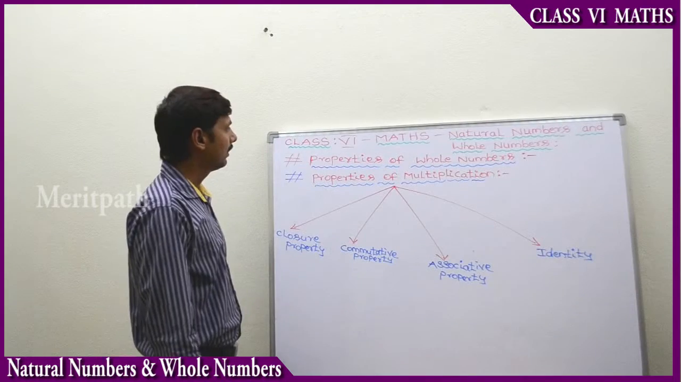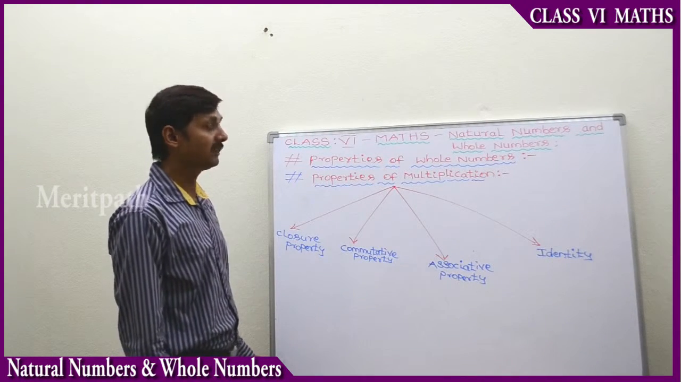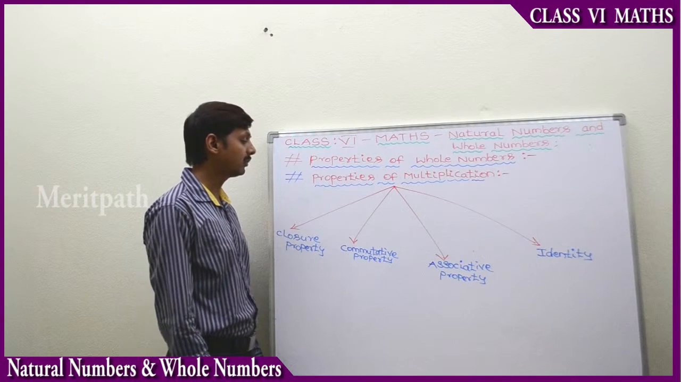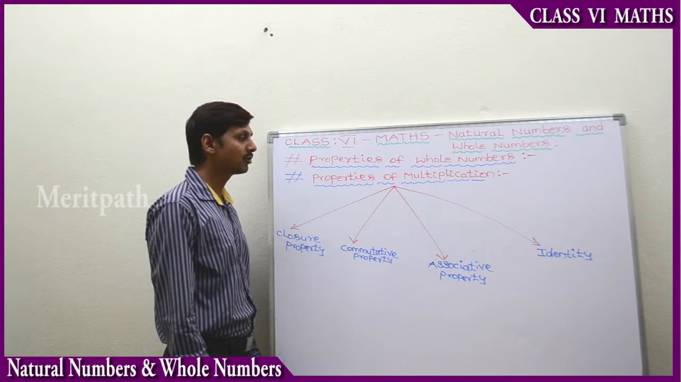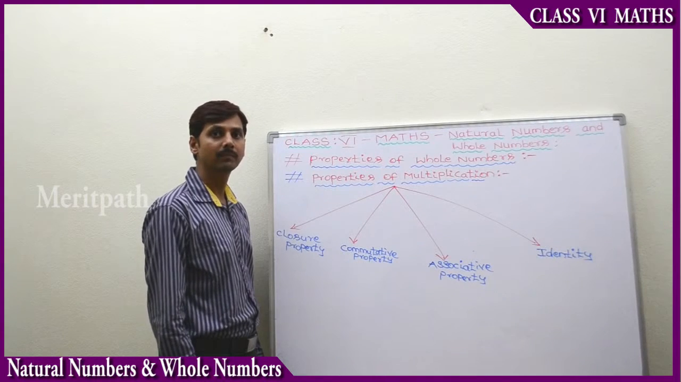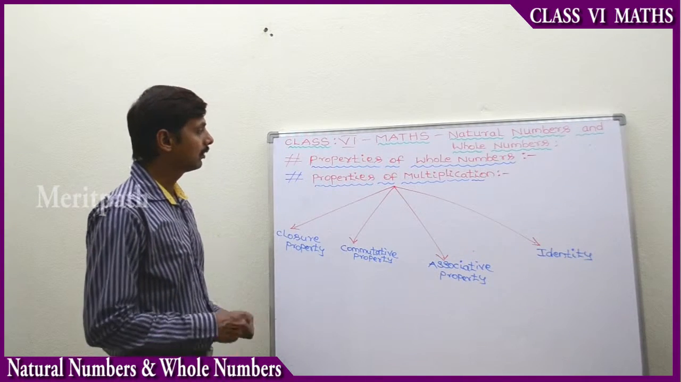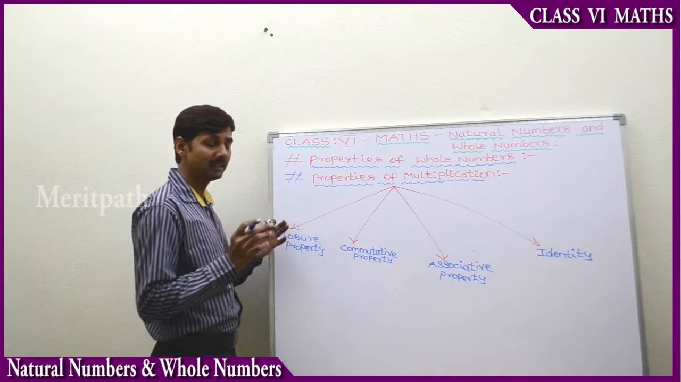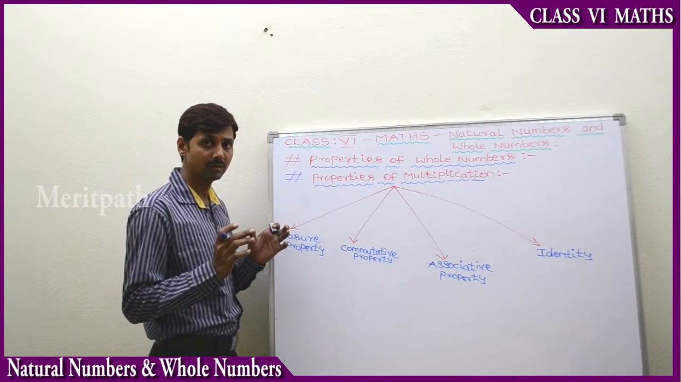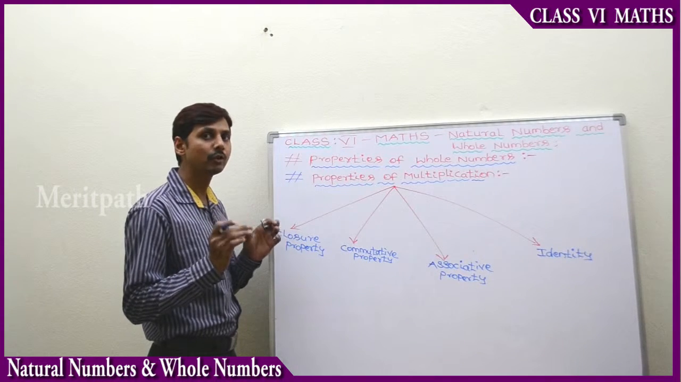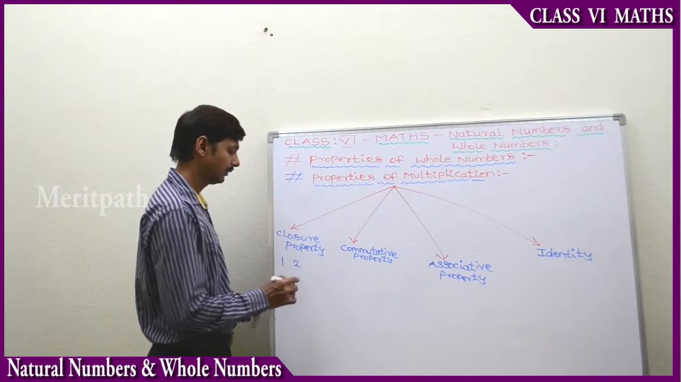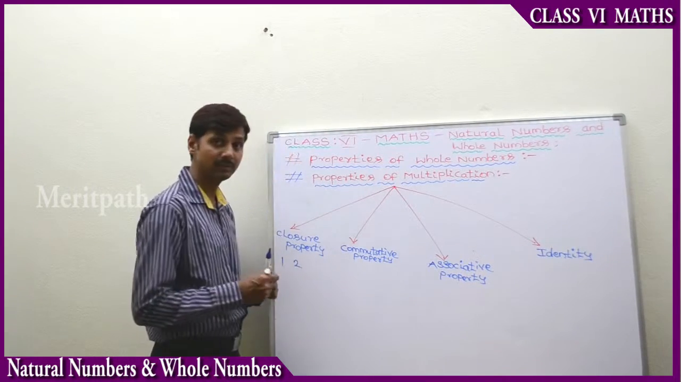Properties of whole numbers: properties of multiplication. Let's see some of the properties here: closure property, commutative property, associative property, and identity. Closure property of multiplication. Let's take some numbers. Take any two whole numbers, 1 and 2. Let us multiply these two whole numbers.